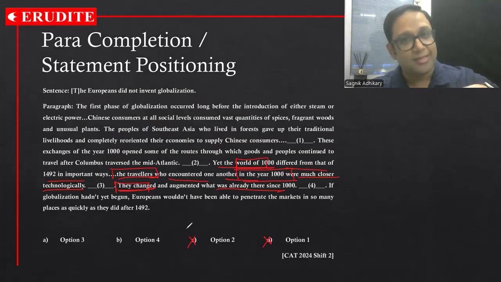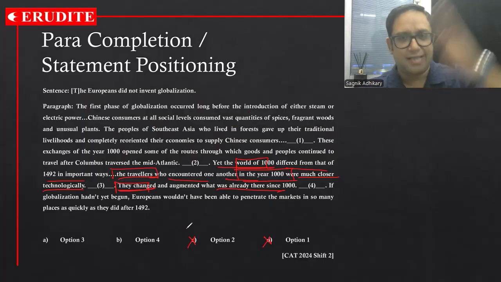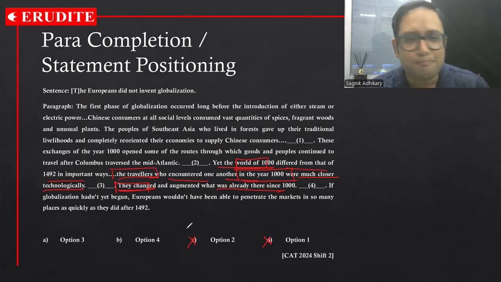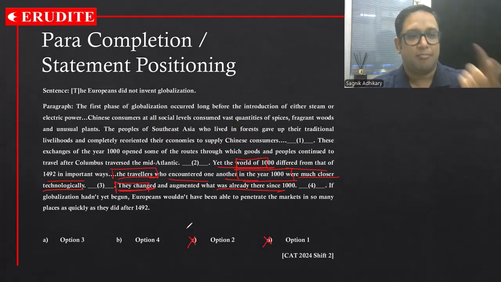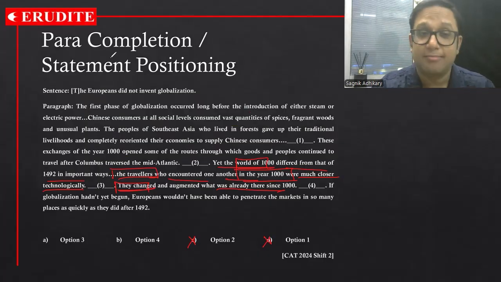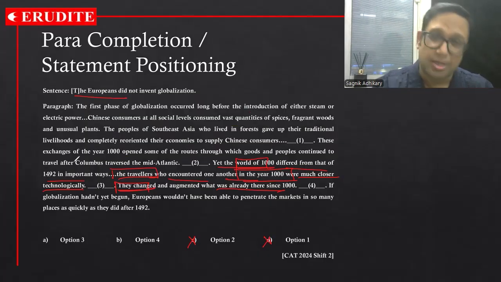So people in the year 1000 were changing, augmenting what already existed from 1000. How is the present and the past the same year? That's impossible. Now, this is much more difficult to understand than the previous question, but once you see it, you realize that we have a gap in blank 3, which can perfectly be filled by the given sentence. Why? Because the given sentence has the subject, the Europeans.